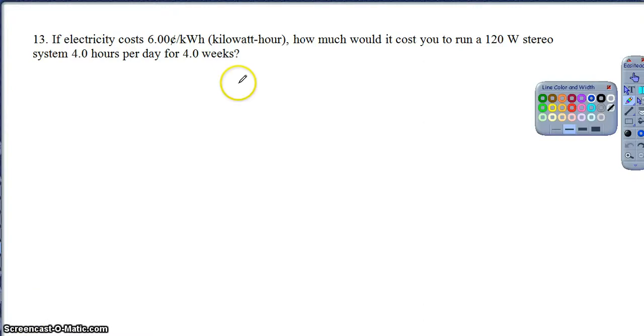Okay, so then for the final part of homework 4-4, we just have the final question, question 13. Electricity costs 6 cents per kilowatt hour. How much would it cost you to run a 120 watt stereo for 4 hours per day for 4 weeks?